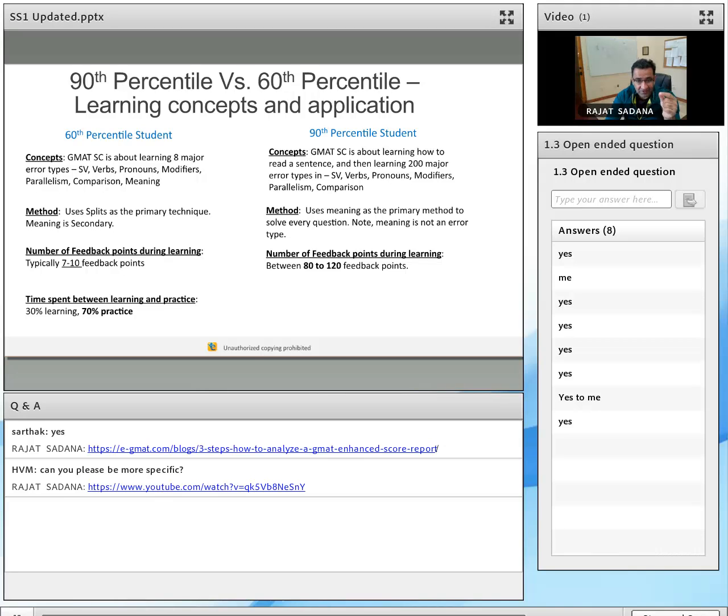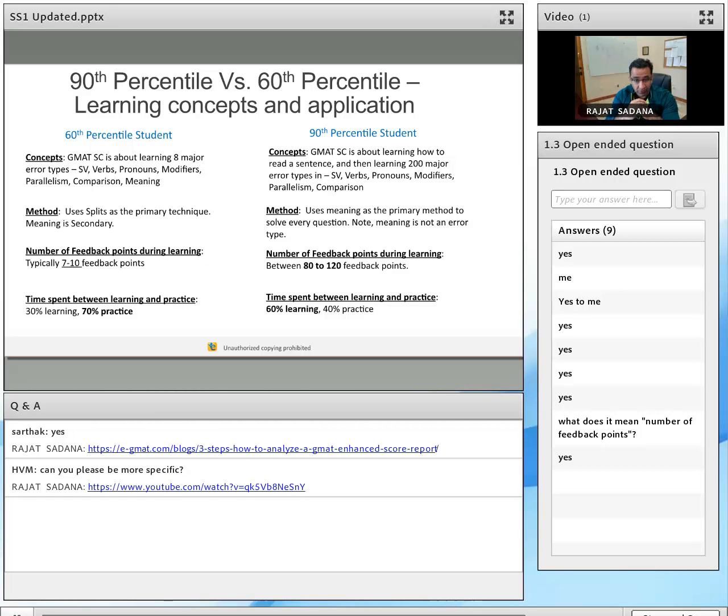The 90th percentile student gets about 80 to 120 feedback points just in sentence correction. And when it comes to the time spent between learning and practice, spend 60% of the time learning and 40% of the time practicing. It's the same number of hours, by the way. A 90th percentile student solves way fewer questions.